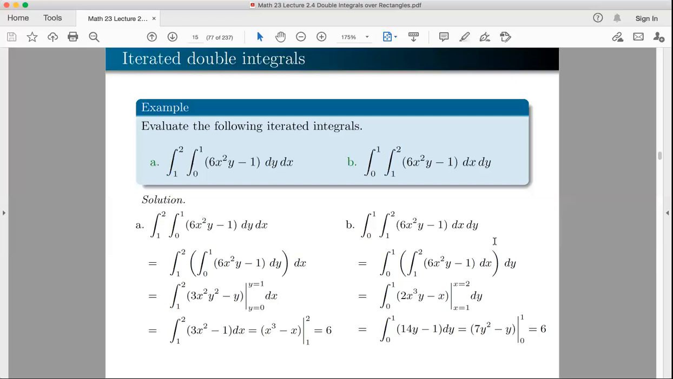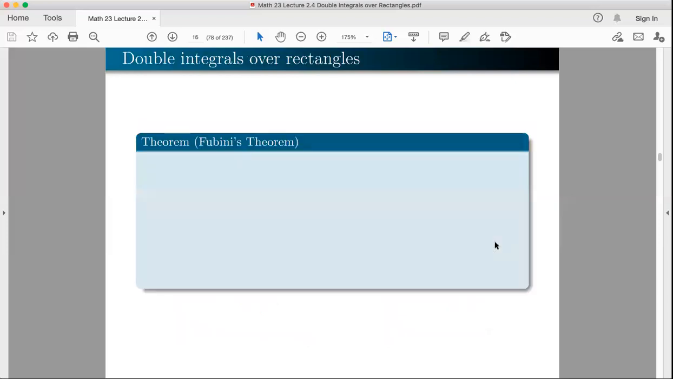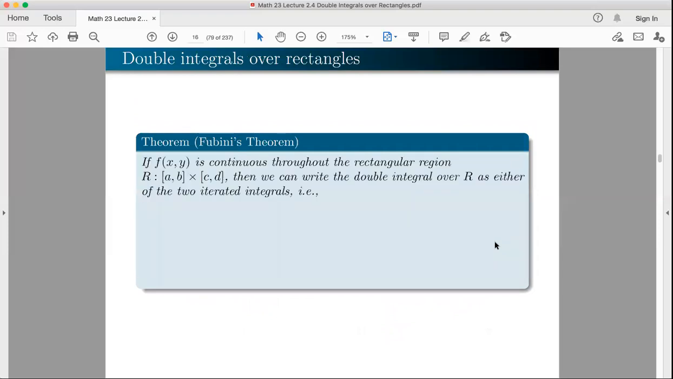So it appears that with the iterated integral, you can switch the integrals and then switch the position of dy dx. But can we always do that? So that is the result of the study of Mr. Fubini, and he gave us this theorem. Suppose our f is continuous throughout the rectangular region R, then we can write the double integral over R as either of the two iterated integrals.